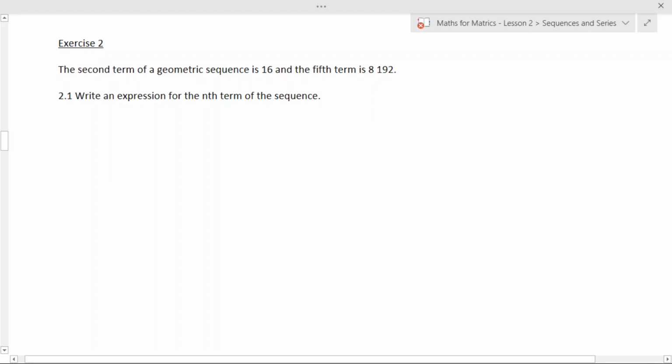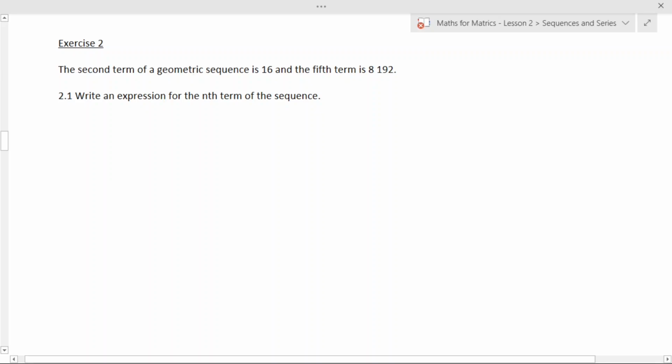As we have established in the previous exercise, there are two things that we need in order to find the nth term of a geometric sequence. And they are the values of a and r. But this time, we are given the value of t2, the second term of the sequence, and the value of t5, the fifth term. So how do we find the values of a and r?